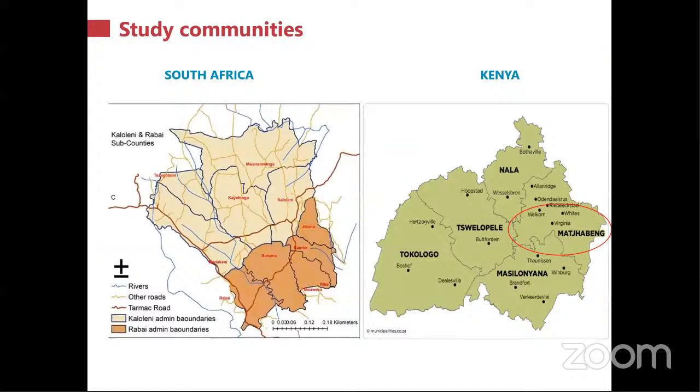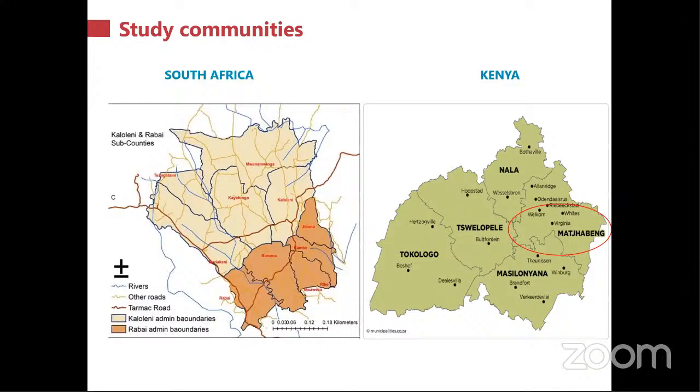These are the two places, South Africa and Kenya, and you will know these places. And I have here circled in red where we work and then highlighted the two counties where we work, Kaloleni and Rabai. I've switched here, as you can see, the naming of the countries. Apologies for that. It is first Kenya and then South Africa on the right-hand side.